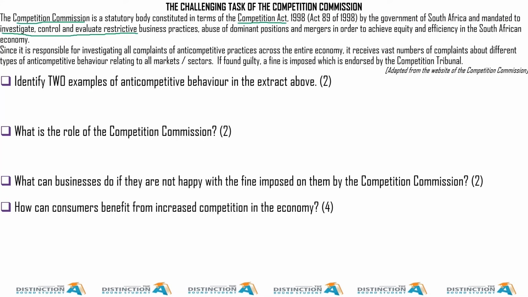You see, this here is the role of the Competition Commission: control and evaluate restrictive business practice. This term here, very important. Abuse of dominance or dominant positions. This part here is very important. And mergers, okay, when businesses come together. Because if there are 3 businesses in the entire industry, it's called an oligopoly, right? If those 3 merge, they become a monopoly.